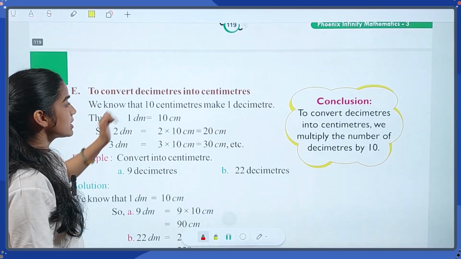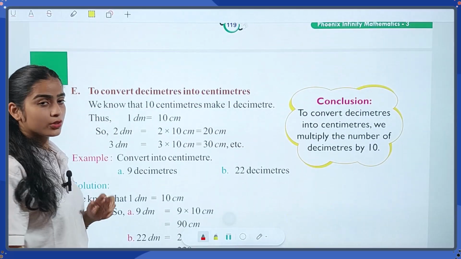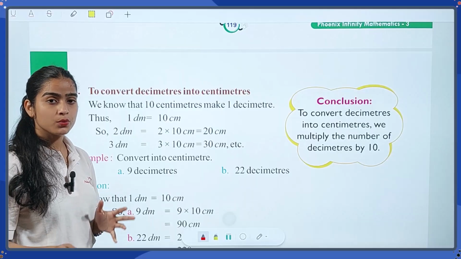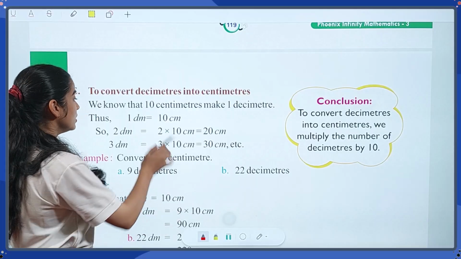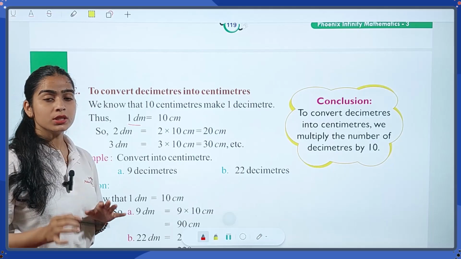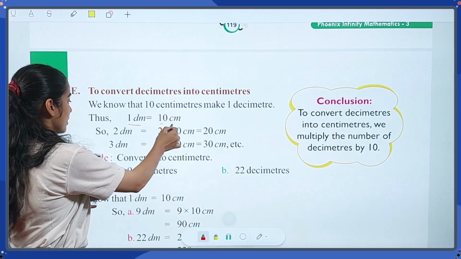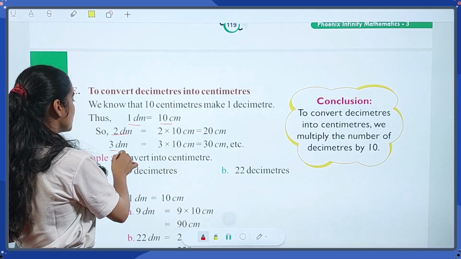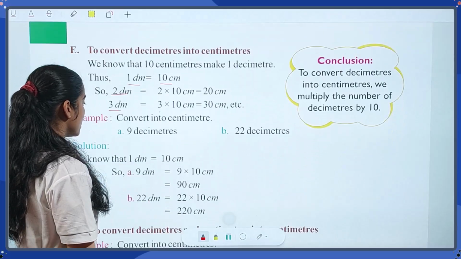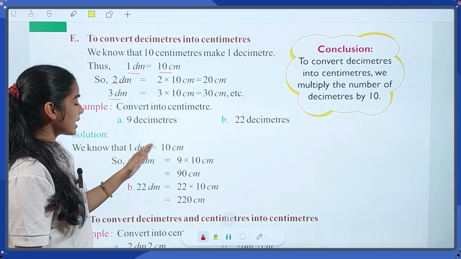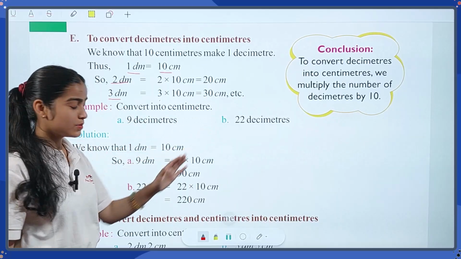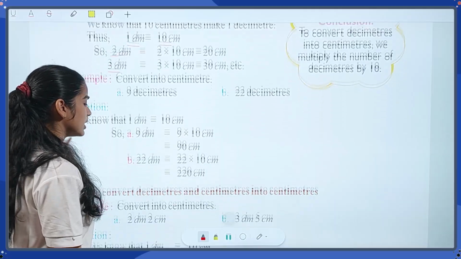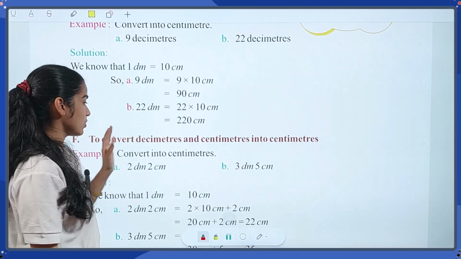Now to convert decimeters into centimeters. First of all, we have to understand the relationship between decimeter, meter and centimeter. 1 decimeter is equal to 10 centimeters. So 2 decimeters is 2 multiplied by 10, 20 centimeters. 3 multiplied by 10 is 30 centimeters. 9 decimeters means 9 multiplied by 10. 22 decimeters means 22 multiplied by 10. So that is very easy, students. I hope you understood this.